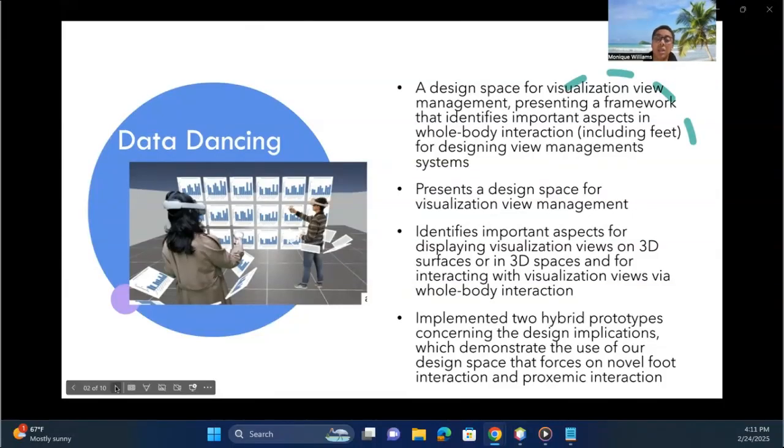And they're wanting this to be knowledge that's able to be used by other researchers, other data analysts, other designers, so that they're able to take this information and create new designs for themselves or whatever they're trying to create. From this experiment, they were able to continue and implement 2 hybrid prototypes, which are massive designs implemented to demonstrate the use of the design space that involves foot interaction and proxemic interaction, which is basically the space between us and all around us.